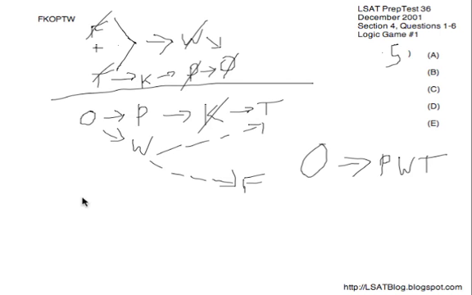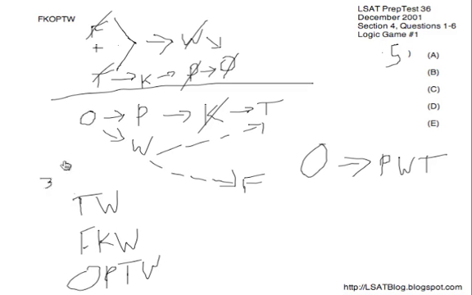Now we're going to use 3B, 3C, and 3D, meaning TW, FKW, and OPTW from question 3, because remember again, 3E was the bad scenario, therefore those others must all be good. So we're going to look here to see what from these previous valid scenarios could help us eliminate wrong answer choices from question number 5.